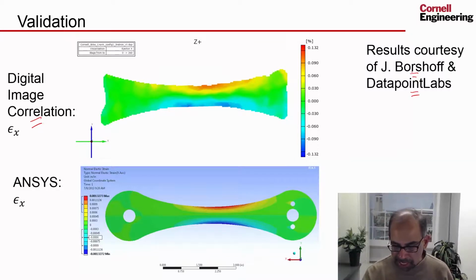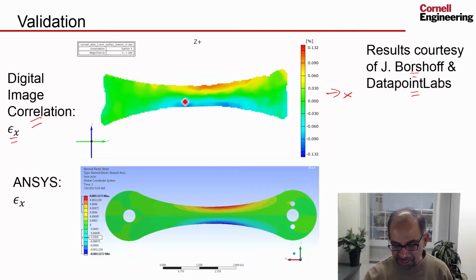And Jenny and the Data Point Labs staff measured the normal strain in the x direction, so x is in that direction, and that is the strain in percentage. And here's the corresponding ANSYS result. That is just the strain. So you have to multiply this by 100 to get this value. And the scales are the same.